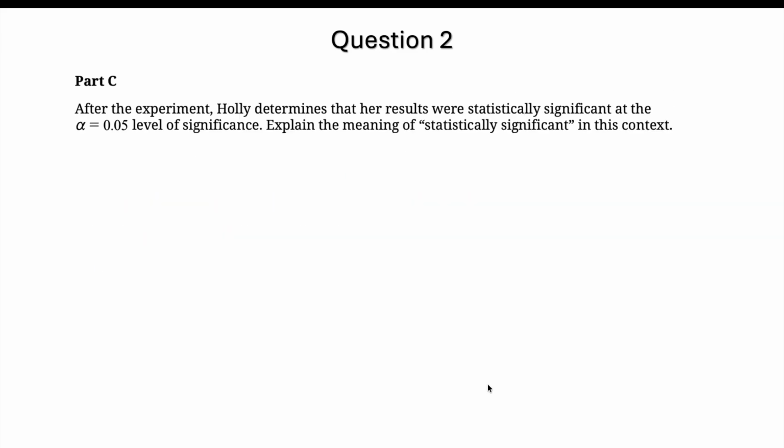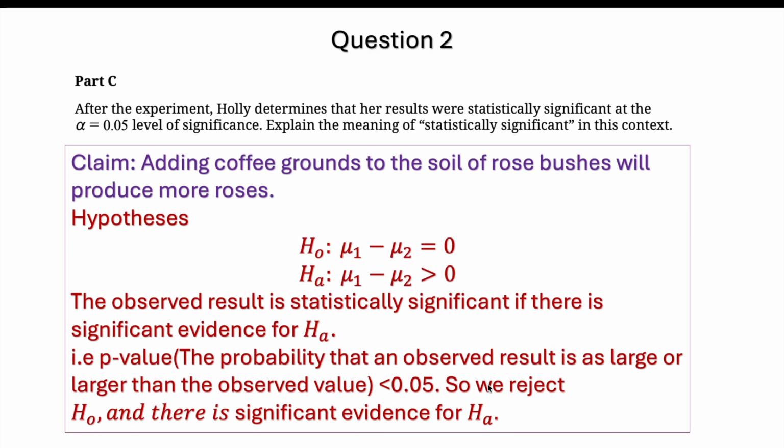Now part C: after the experiment, Holly determines that her results were statistically significant at the alpha equals 0.05 level of significance. Explain the meaning of statistically significant in this context. To answer this question, let's step back and think. What was the original claim in this report? The original claim was that adding coffee grounds to the soil of rose bushes will produce more roses. So now Holly is conducting an experiment to see if this claim is true.